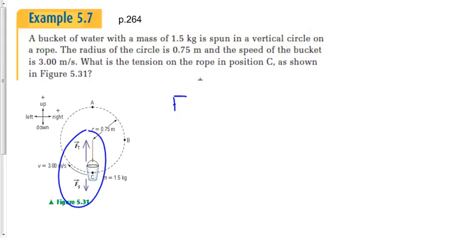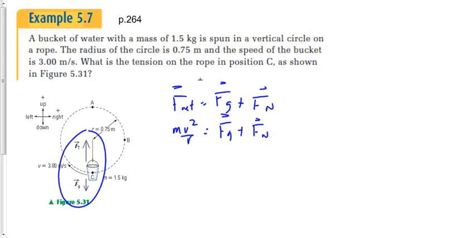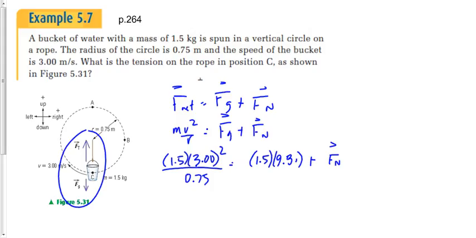Next step, always the same. F net is equal to the sum of the forces. Again, I'm calling it FG plus FN. You want to call it FG plus FT, go ahead. Net force is mv squared over r equals force of gravity plus the normal force. Start subbing some numbers in here. M is 1.5. V is 3.00 squared. R is 0.75. FG, that's 1.5 times 9.81. And we're looking for Fn, or the tension in the rope right there.